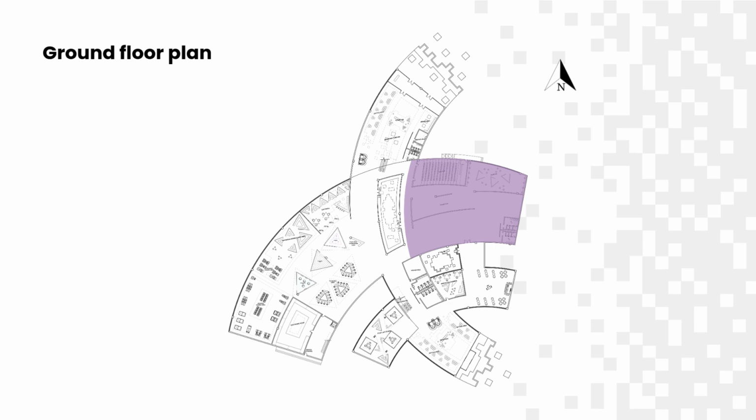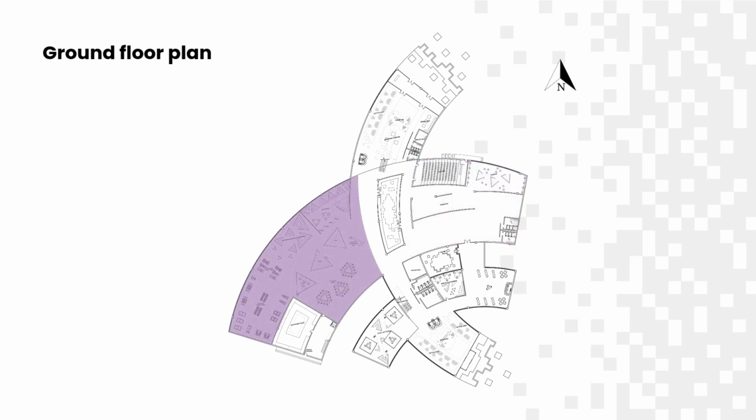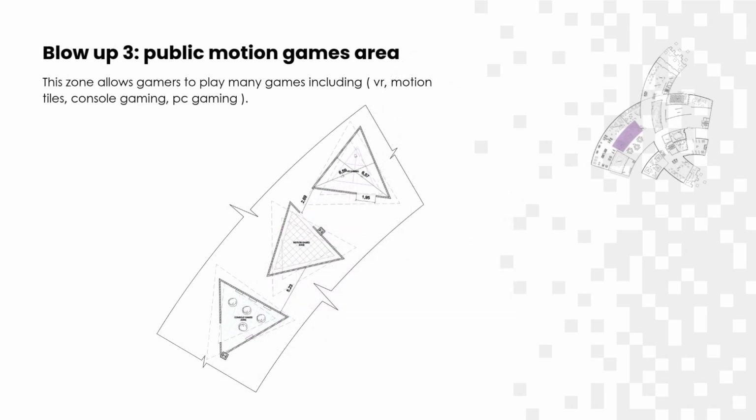The second public area houses a public cafeteria, a gathering and a board game area, an arcade zone, a PC cafe zone, and the public motion games area, which is the third blow up. This zone allows gamers to play VR games, light tile games, and console games.